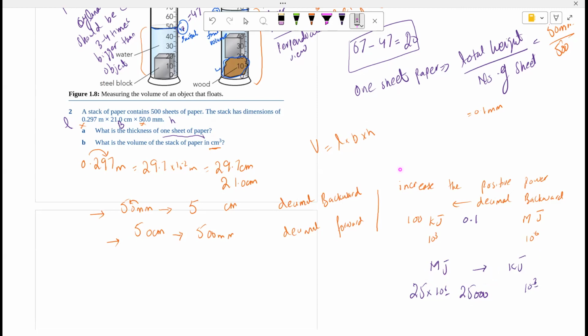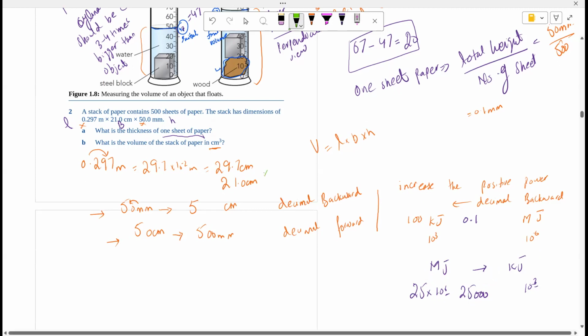Okay. Now we had to measure the volume. We will multiply everything for the volume. So when all of this is multiplied, we will get the answer 318.6 centimeter cube. Can I go to the next one?